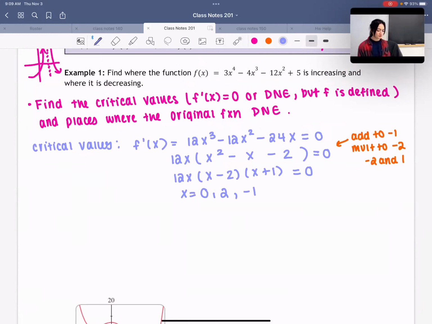Are there any values where my derivative doesn't exist? No, right? So f prime of x DNE, we don't need that. And then we need to think about where our original function doesn't exist, because that can also be a place where we go from increasing to decreasing. And that's not true either, because our original function is a polynomial, right? So looking at where f doesn't exist, we don't need to search for that either. Okay, so we found all the places where we potentially switch from increasing to decreasing.